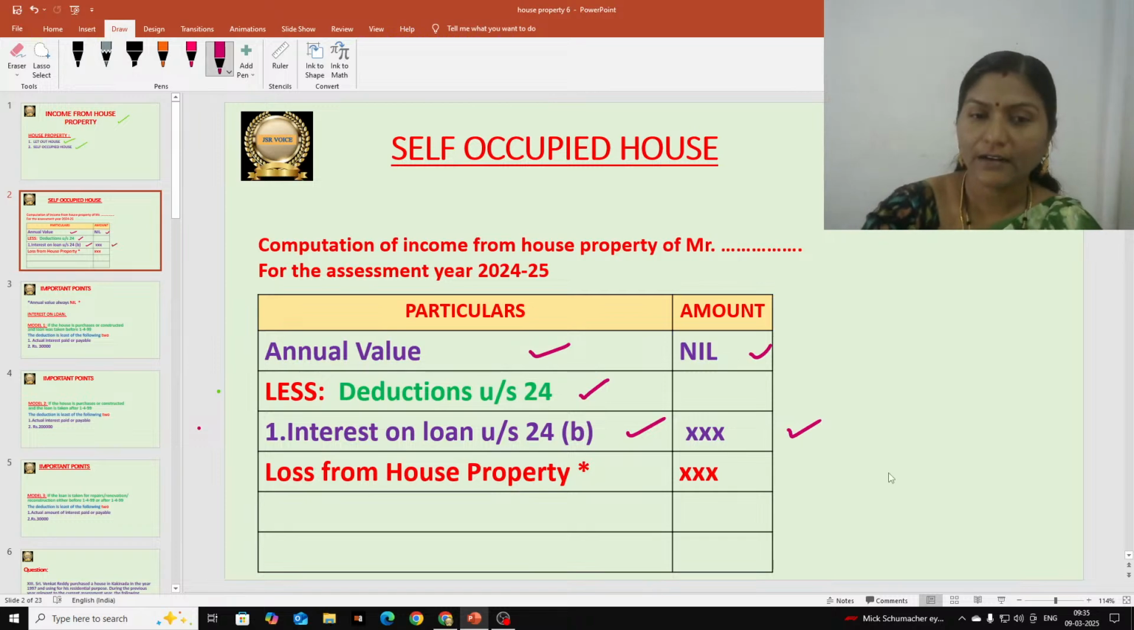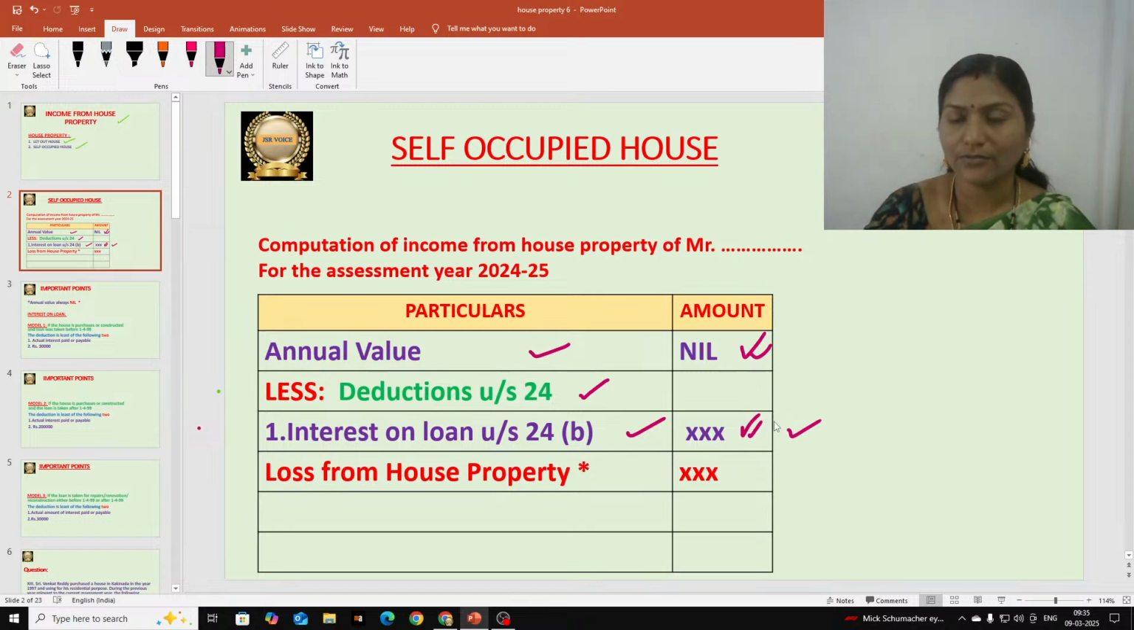After writing interest on loan under section 24(b), if we have that interest, suppose it is 3000, we write 3000 here, and then we deduct this interest on loan from the annual value. Annual value is nil, so if we deduct this 3000 from it, we get the amount in negative as the answer. Minus 3000 we get, but don't write minus 3000, you write 3000. But it is not income, it is loss from house property.